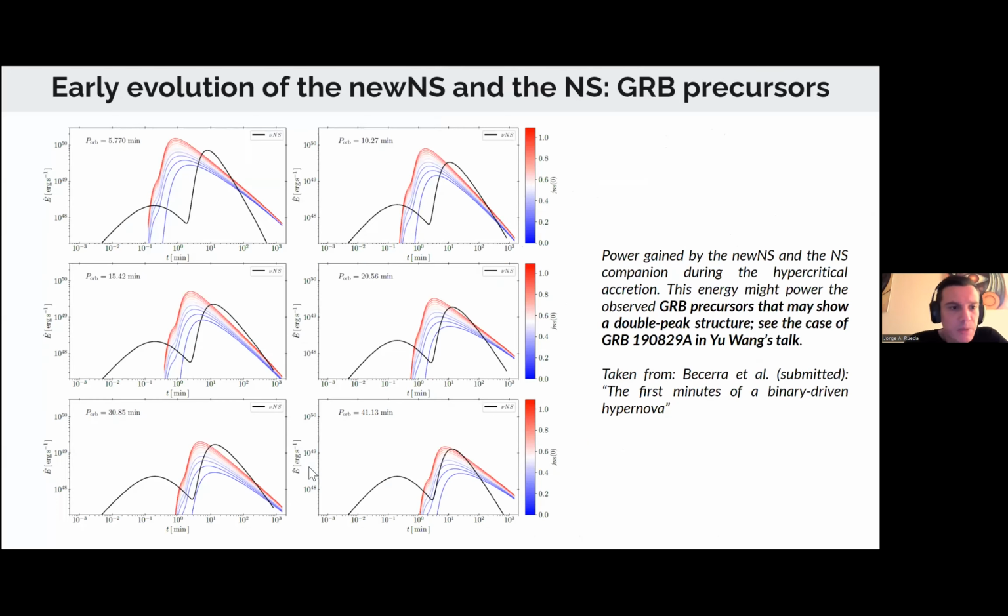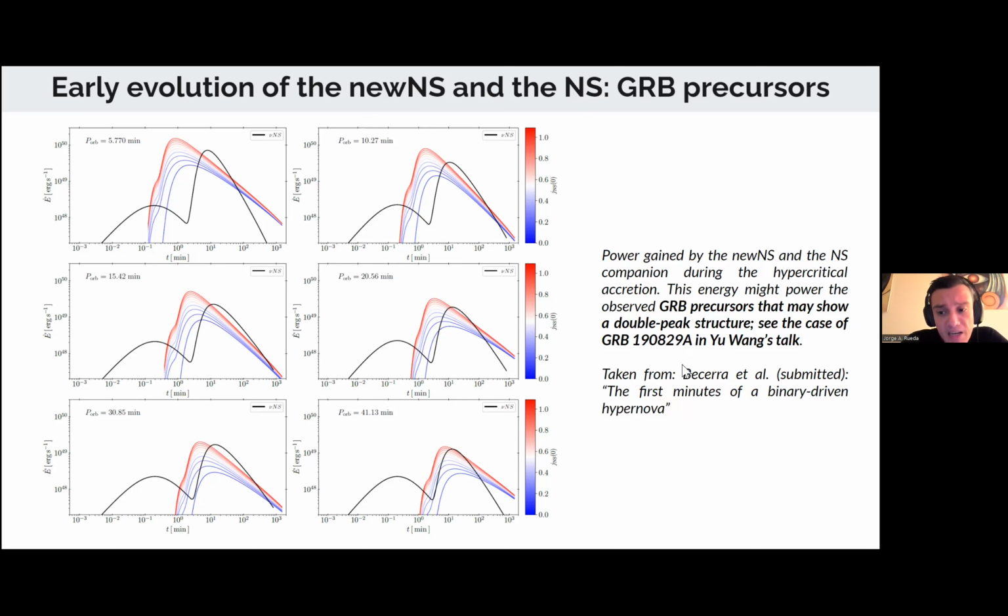This is a new paper, actually. Well, this is the evolution of the energy gain of both stars. And you see this complex structure of different peaks of energy gains of this system. And this is very interesting because we expect this double peak structure. You can see these two main peaks. The colors are for the neutron star companion, while the black are for the newborn neutron star. And what you could see in a GRB are these two higher intensity peaks, one of the neutron star companion and the other of the newborn neutron star, as precursors in a high energy GRB, or as a double peak prompt emission of a low luminosity GRB.